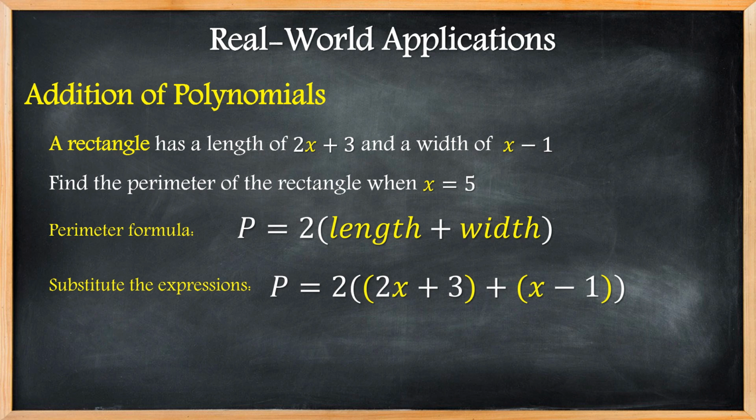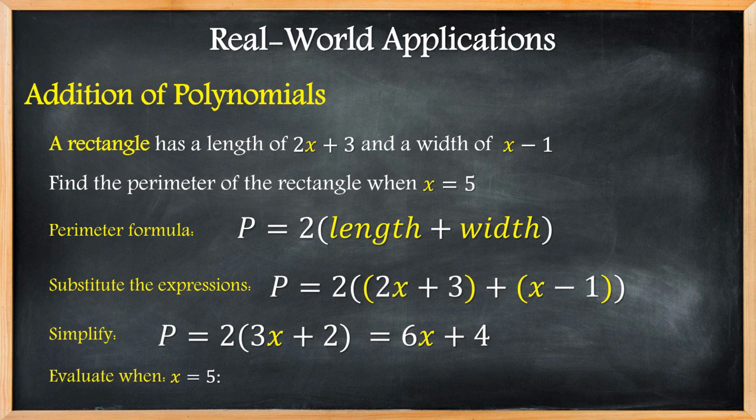Step 3. Simplify inside the parentheses. First, we combine like terms inside the parentheses. 2 times x plus 3 minus 1 simplifies to 3 times x plus 2. Now multiply everything by 2. Perimeter equals 2 times the quantity 3 times x plus 2. Distribute the 2. Perimeter equals 6 times x plus 4.